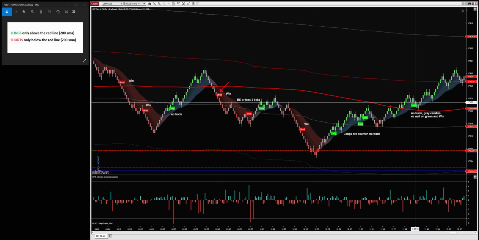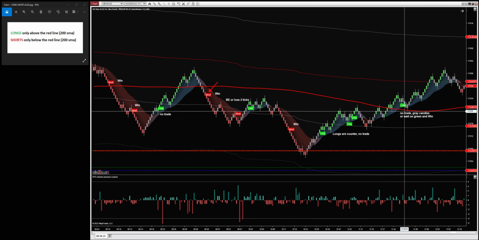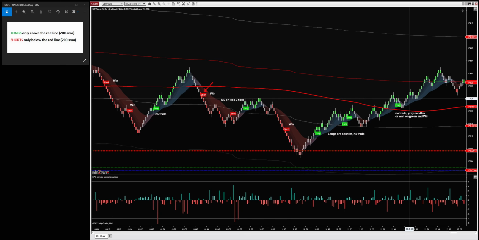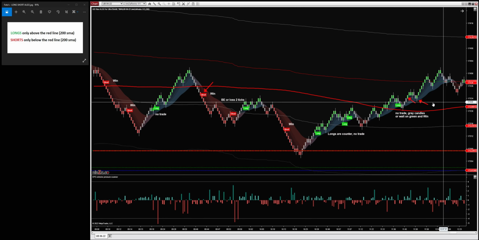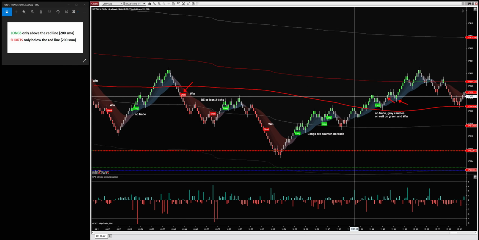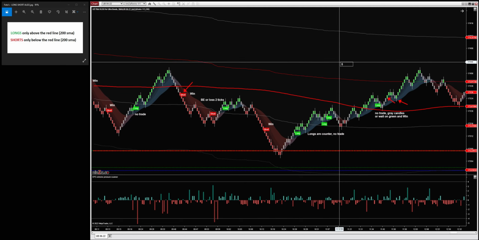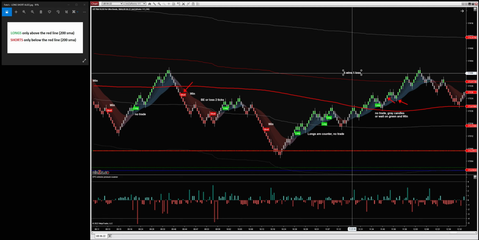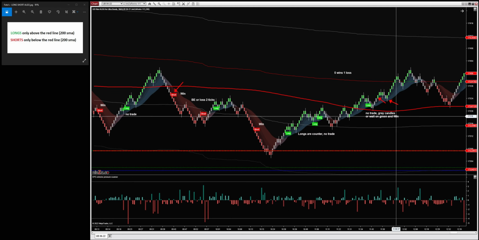Another trade. Here we got a long on a green candle. You don't take a signal on a gray candle. You wait for a green candle. So you enter on this candle, and it's a winning trade. So 5 wins, 1 loss. Perfect. Keep it simple.